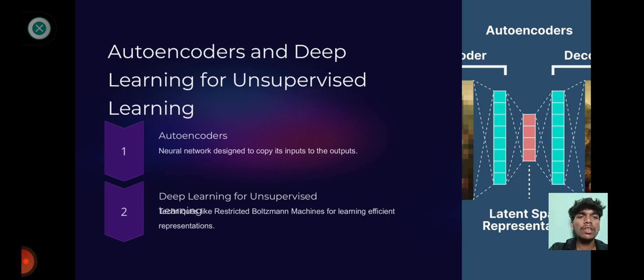Autoencoders and deep learning for unsupervised learning. Autoencoders are neural networks designed to copy their own input to the output. Deep learning for unsupervised learning uses restricted Boltzmann machines that learn efficient representations.